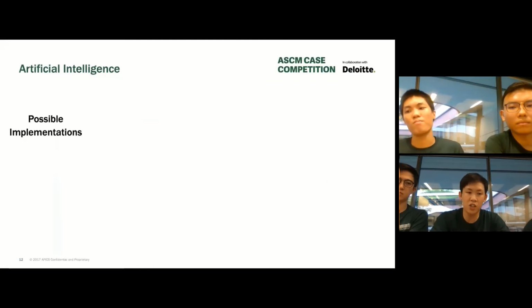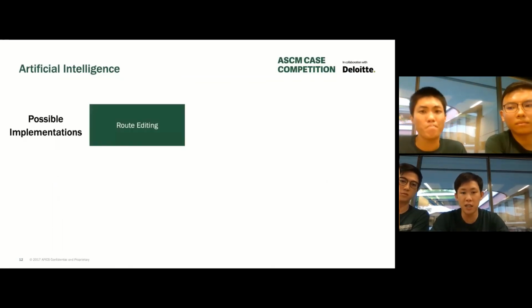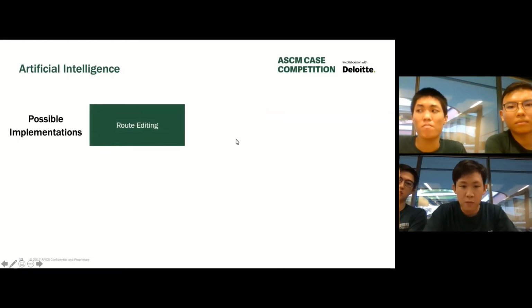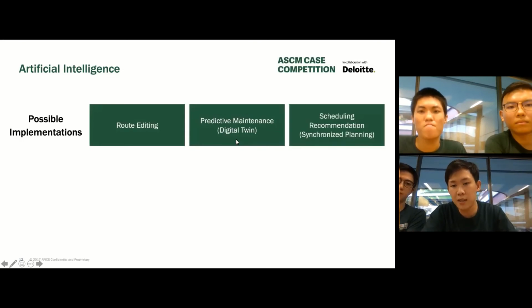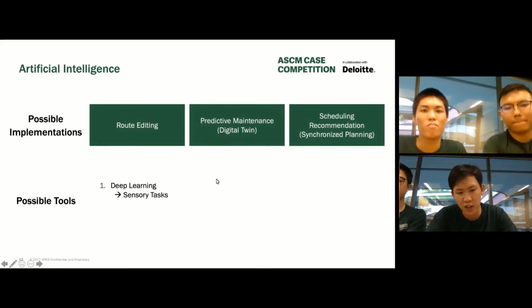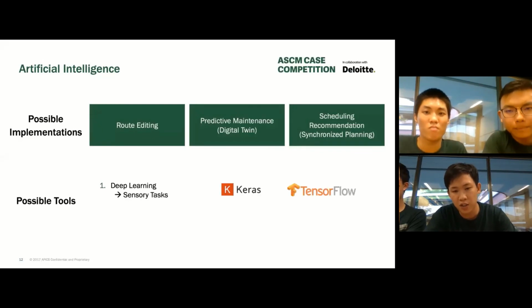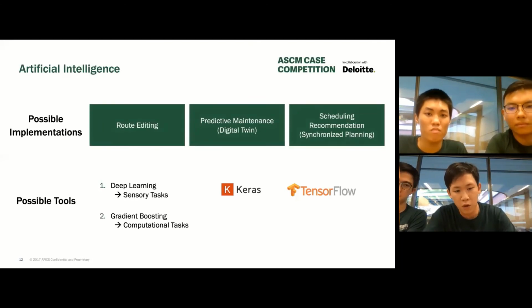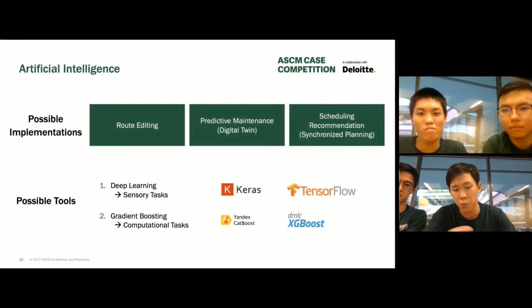So for artificial intelligence, there are 3 possible implementations: route editing, as well as the other two. For possible tools, there's deep learning, which handles sensory tasks, which corresponds to the first one, and this can be implemented with free open source tools such as Keras and TensorFlow. Gradient boosting is more suited for computational tasks, which corresponds to the latter two, and we can implement it using CatBoost and XGBoost.